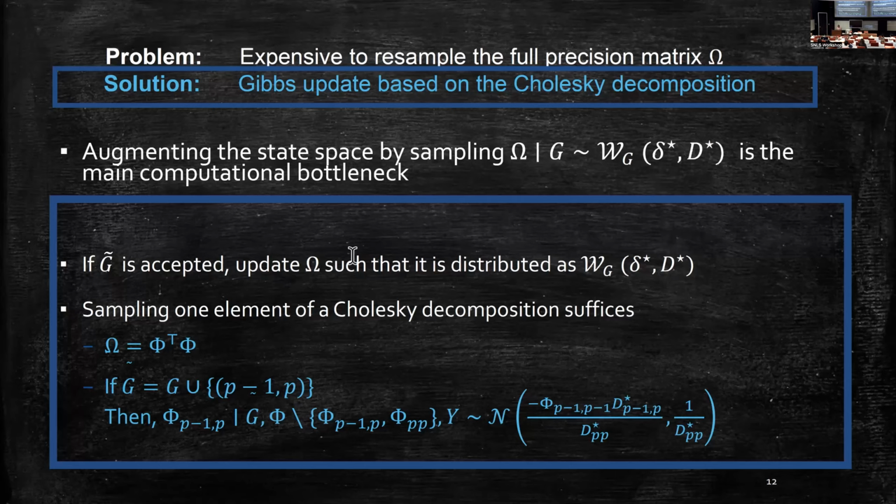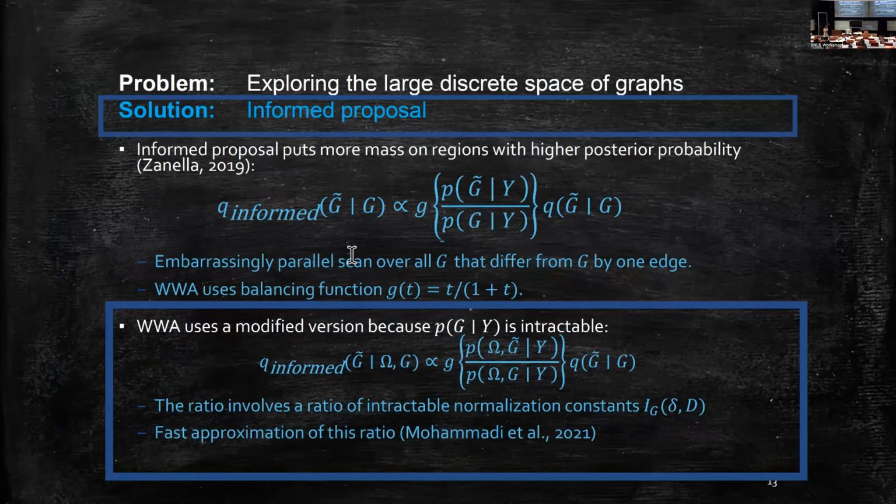The other thing that we are going to do is to use the informed proposal. This informed proposal makes exploring the large discrete space of graphs faster, or more efficient. Now, if you look once again at MCMC algorithms for graphs, they usually don't go blind. Usually their proposal always includes a scan of a neighboring set of the graph.